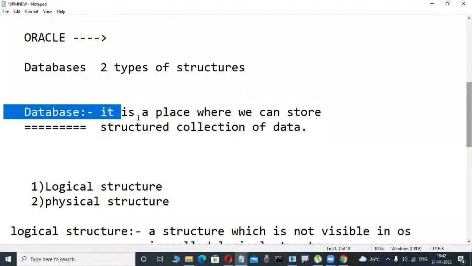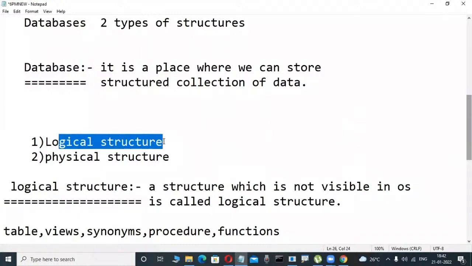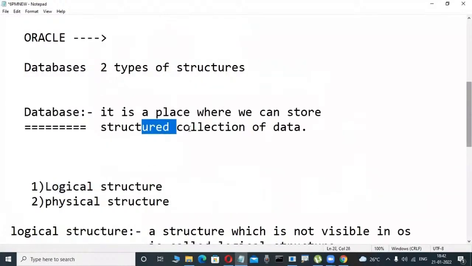Why? Because this is the developer definition. Developers are good logically. A table is nothing but a structured collection of data. They have an idea of that, which is why I am also saying structured collection of data. From their point of view it may be okay, not a problem.